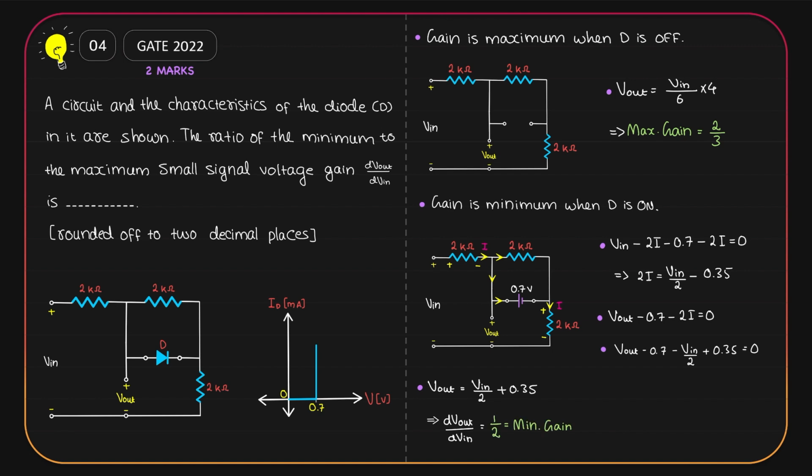Now what we want is the ratio of the minimum gain to the maximum gain, that is 1 by 2 divided by 2 by 3, or we can write 1 by 2 multiplied by 3 by 2, which is 3 by 4 or 0.75. And that is our final answer.